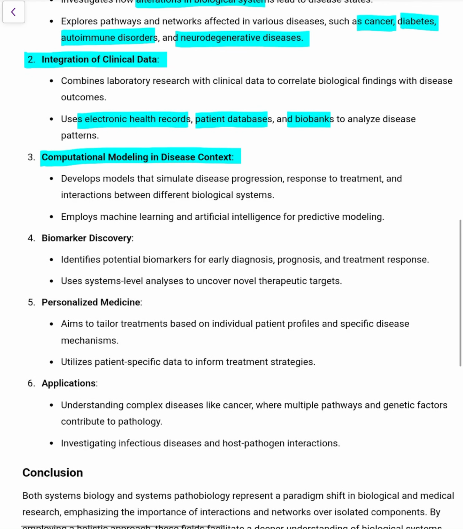It employs machine learning and artificial intelligence for predictive modeling, which has now commonly started being used in the medical science.